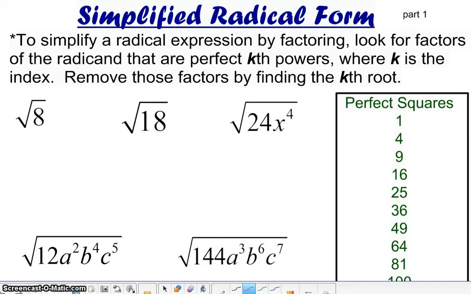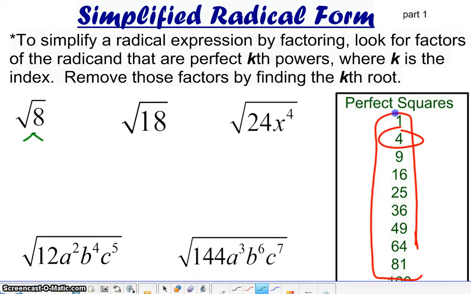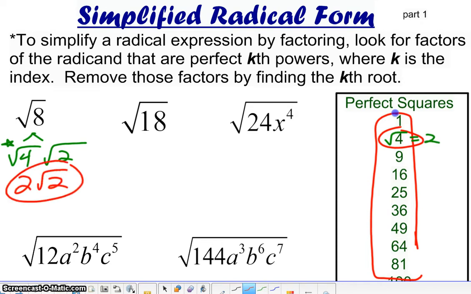Push pause and read the following sentence. And now let's begin. If you have 8 in your radical sign, you want to look for any of these numbers that could be factors of 8. Well, I know for sure that 4 goes into 8. So I'm going to split this up into what is a perfect square and what's not a perfect square. As long as those multiply together to give you 8, that is okay. And as long as this one is something that we can break down, because we know the square root of 4 is 2, when you simplify it, you end up with 2 square root of 2 as your answer.